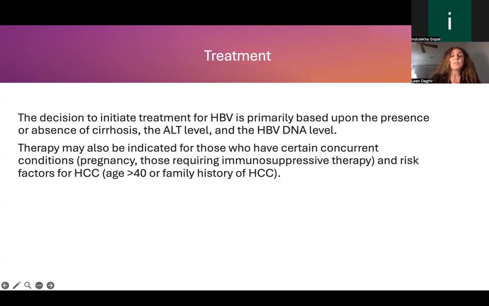The decision to initiate treatment for hepatitis B is primarily based upon the presence or absence of cirrhosis, ALT level, and hepatitis B DNA level. Therapy may also be indicated for those who have certain concurrent conditions, such as pregnancy requiring immunosuppressive therapy, and risk factors such as hepatocellular carcinoma, age more than 40, or family history of hepatocellular carcinoma.